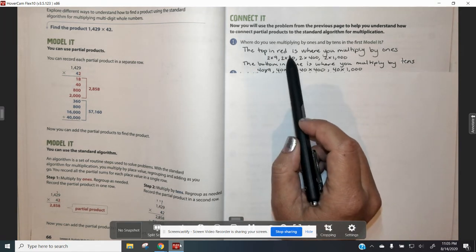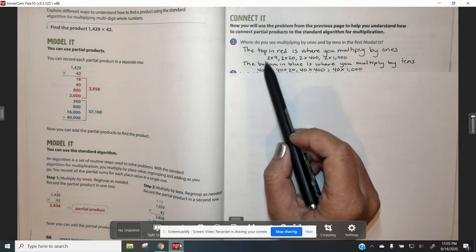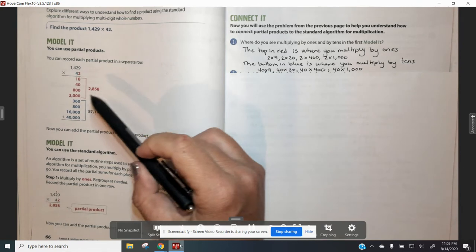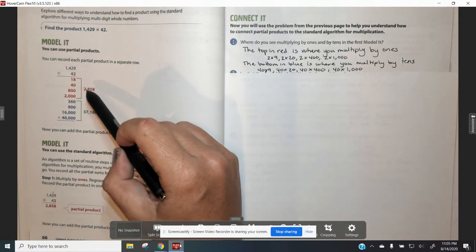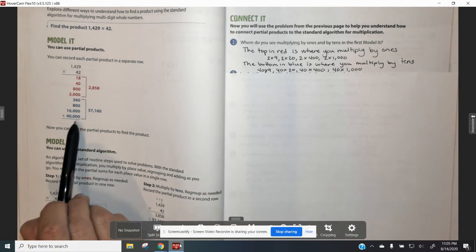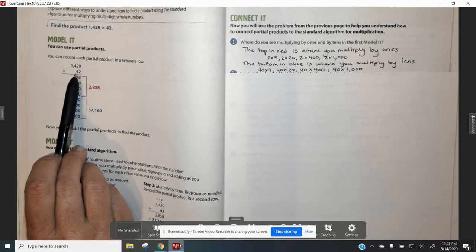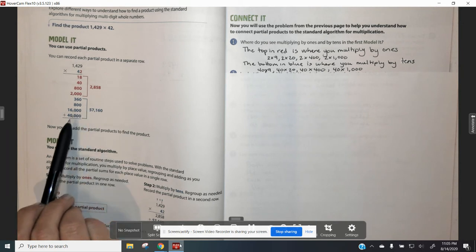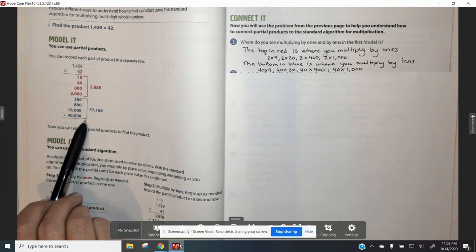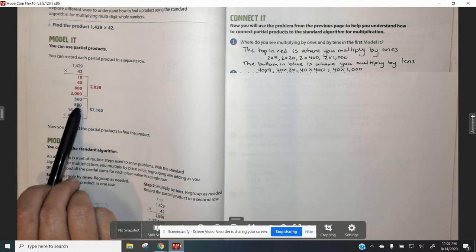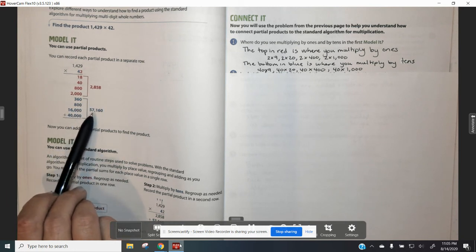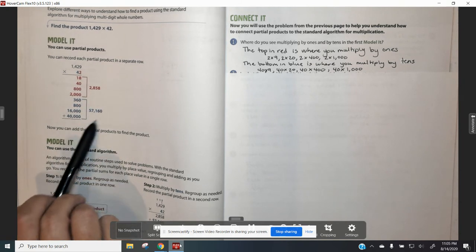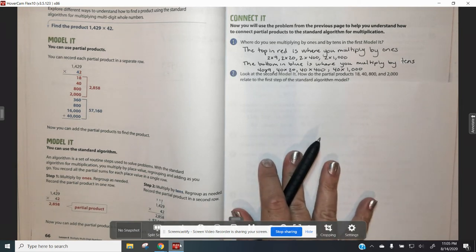The top in red is where you multiply by the 1s. 2 times 9, 2 times 20, 2 times 400, and 2 times 1,000 is what gives you all of these partial products. The bottom in blue is where you multiply by the 10s. 40 times 9, 40 times 20, 40 times 400, and then 40 times 1,000. And all of those together give you the 5,160. And so this is multiplying by your 1s. This is multiplying by your 10s.